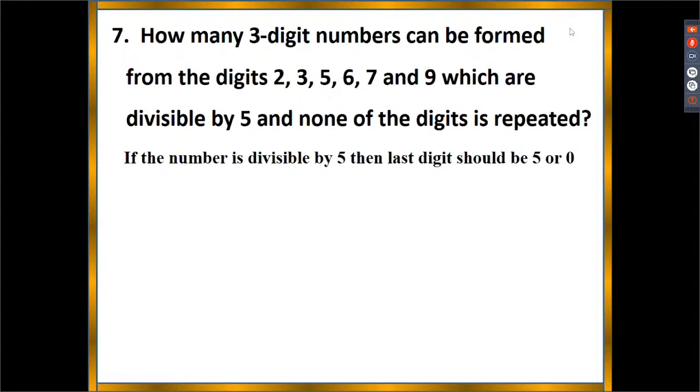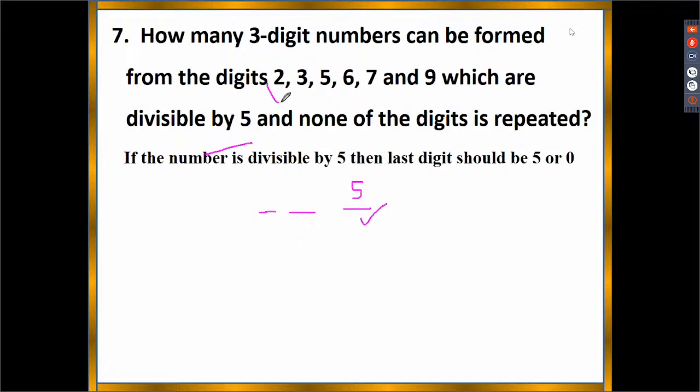So the digits they gave are 2, 3, 5, 6, 7, 9. There are 6 digits, but out of 6, we have to form only 3-digit numbers. Whenever the number is divisible by 5, the last digit should be either 0 or 5. But there is no 0. So compulsorily the last digit is fixed as 5, because the number should be divisible by 5.